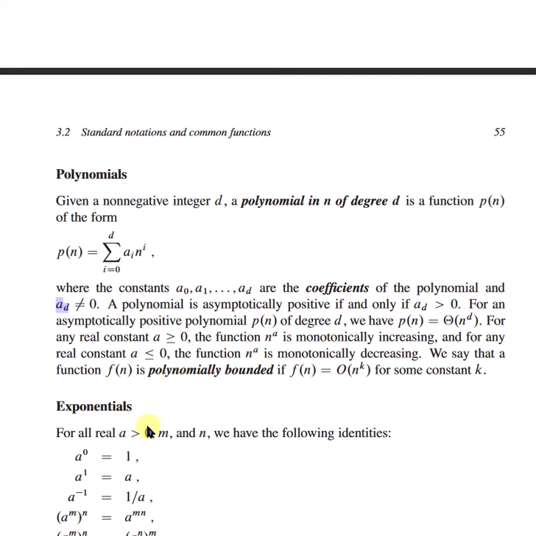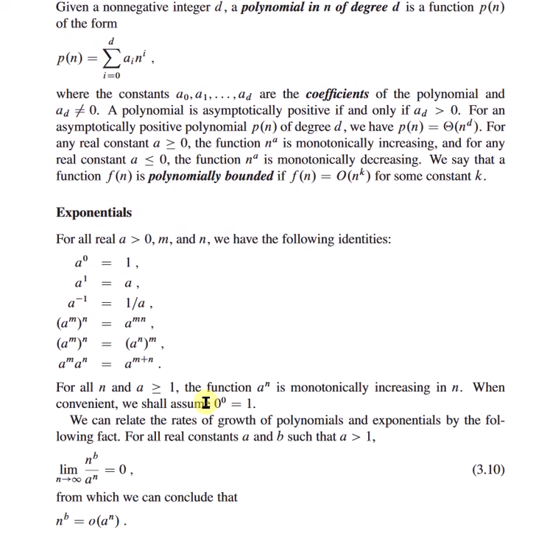For example, x to the power 5 plus x to the power 4 plus x to the power 3 plus x to the power 2 plus x to the power 1 is a polynomial in n of degree 5, and x to the power 5 plus 1 is still a polynomial in n of degree 5. A polynomial is asymptotically positive if and only if a of d is greater than 0. For an asymptotically positive polynomial of degree d, we have p of n equal to theta of n to the d, for any real constant. We have seen this earlier.